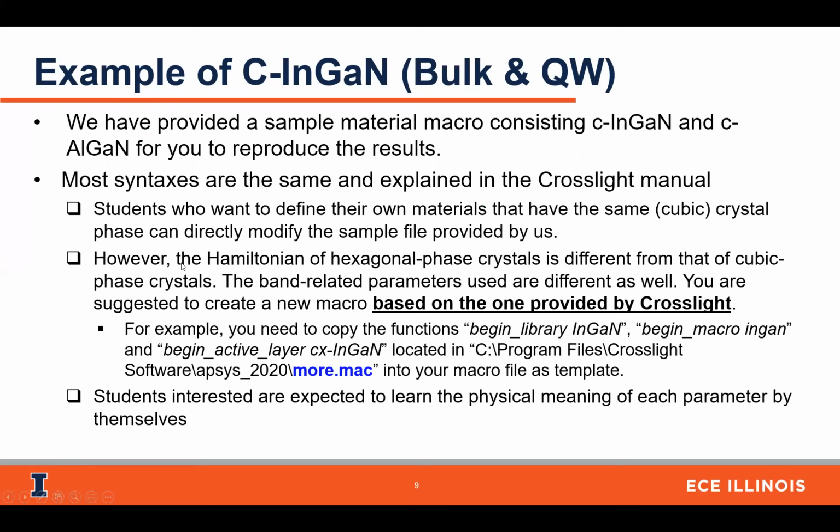However, the Hamiltonian of hexagonal phase crystals is different from that of cubic phase crystals, so the band-related parameters used are different as well. So you are suggested to create a new macro based on the one provided by CrossLight. For example, you need to copy the function like begin library InGaN or begin macro InGaN.